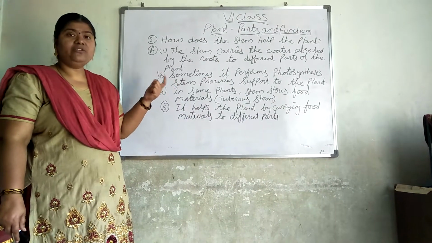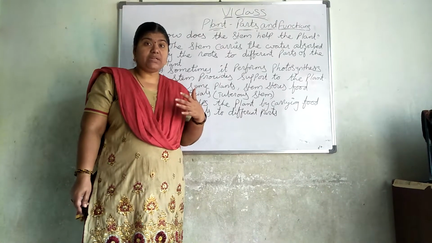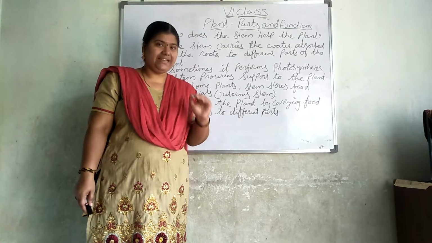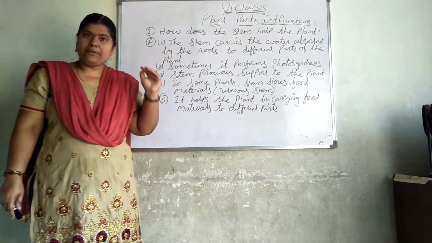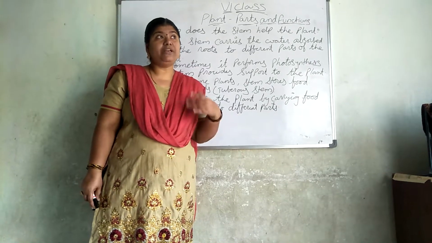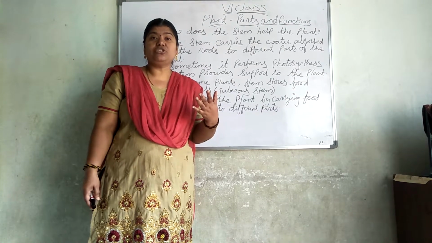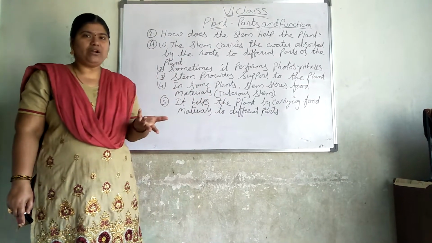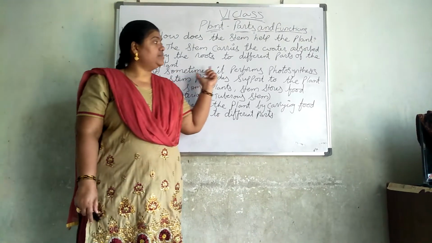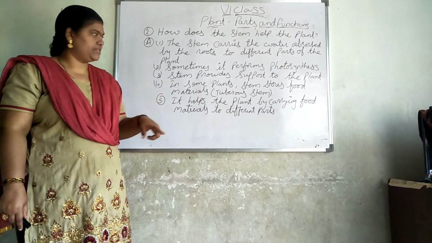Sometimes it performs photosynthesis. Why? Because not all the time. When it is in the form of a young plant, it is green in color. So wherever the green color part is present in the plant, there you can see the photosynthesis process. When it becomes a big tree, the branches change into brown in color, and there you cannot see photosynthesis. So when it is in the green part, sometimes it performs photosynthesis, when the green pigment is present.